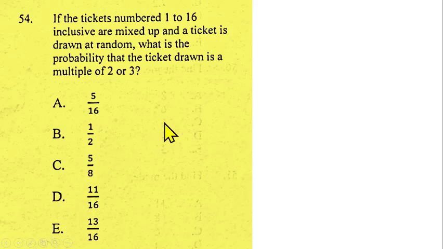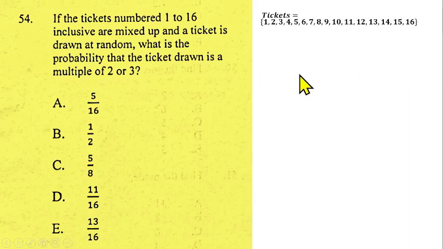Question number 54 is from probability. If the ticket numbers 1 to 16 inclusive are mixed up and a ticket is drawn at random, what is the probability that the ticket drawn is a multiple of 2 or 3? So the tickets are numbered 1 to 16, that means you have 16 tickets here.